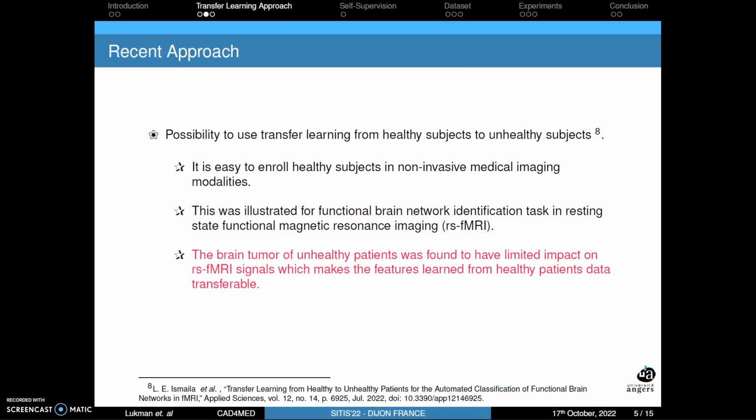And the brain tumor of unhealthy patients was also observed to have limited impact in resting state signals, which makes the features learned from healthy patients transferable into an unhealthy learning process.